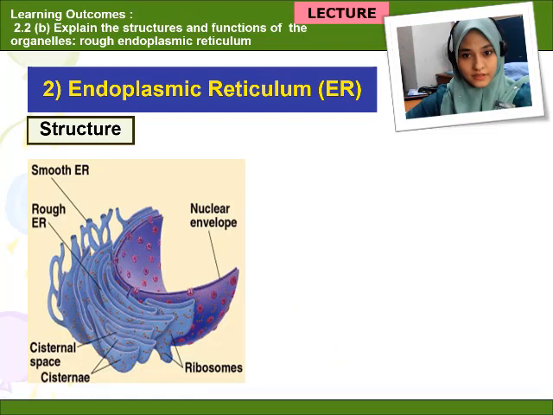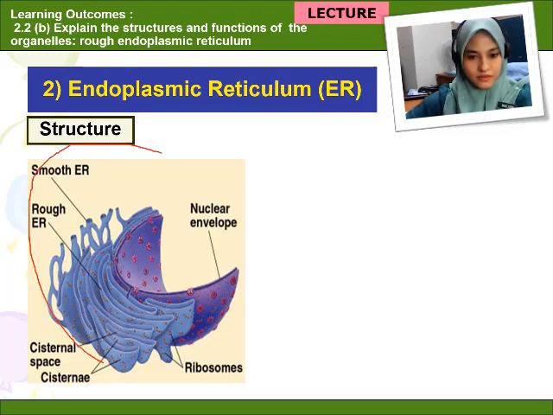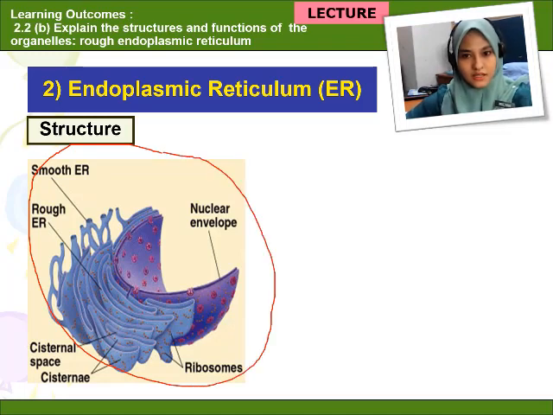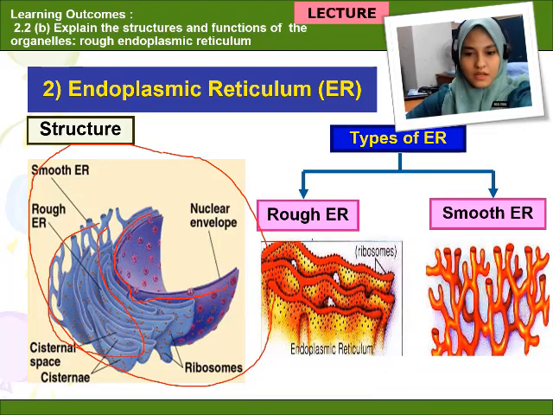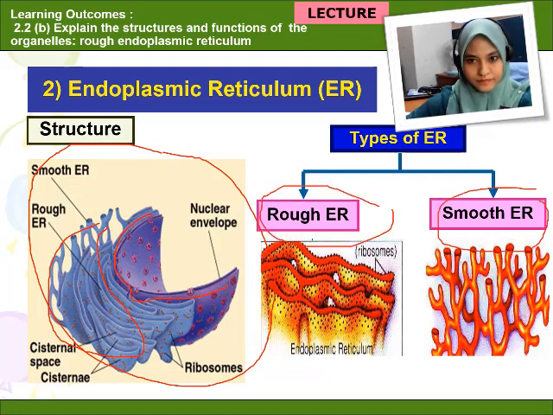The next organelle that we are going to discuss is the endoplasmic reticulum, ER. This is the structure of an ER, and as you can see, it is an extension of the nuclear membrane. So this endoplasmic reticulum is actually an extension of the membrane of the nucleus. The endoplasmic reticulum consists of two types, which are rough endoplasmic reticulum and smooth endoplasmic reticulum.